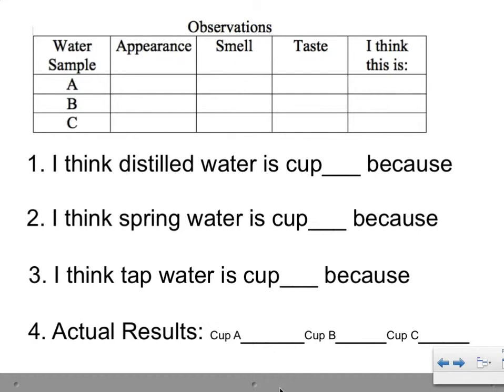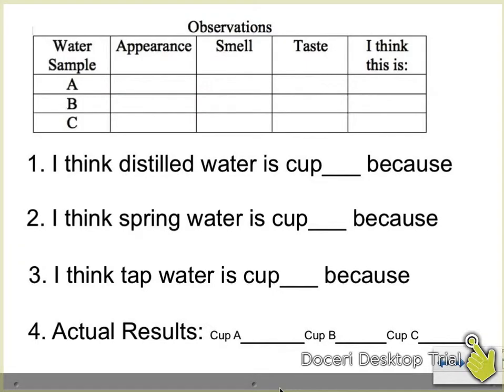She would say tap water. Okay, so let's start with tap water first. Since you think tap water is probably the worst because it's just minimum purification, which one do you think is tap water, Jenny? I think that sample B was tap water. Let's see. How many of you agree? How many of you disagree? Okay. Cup B was actually, drum roll.